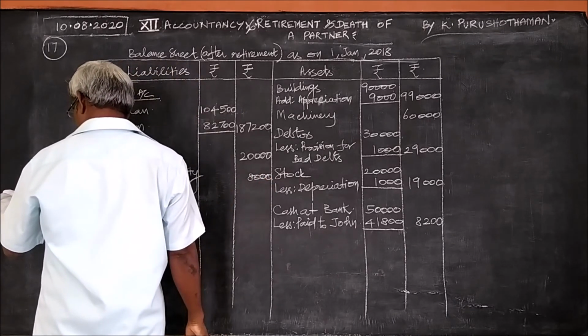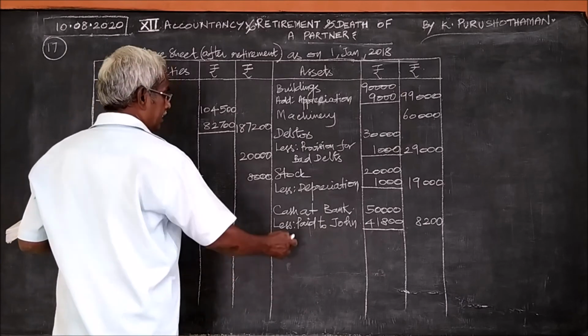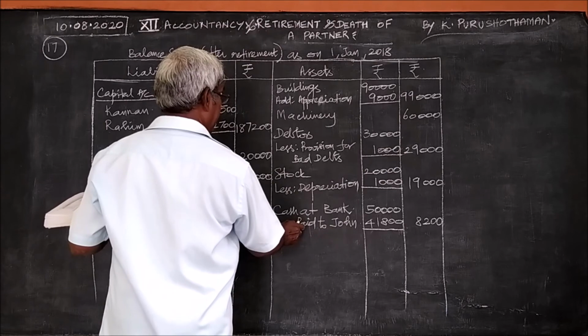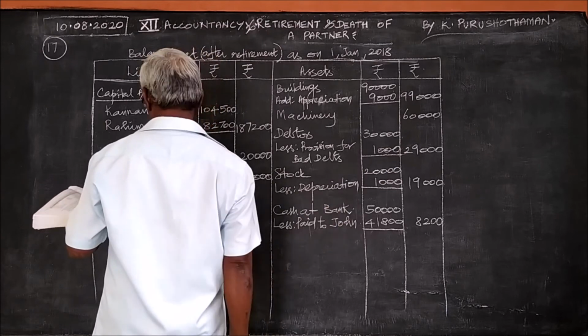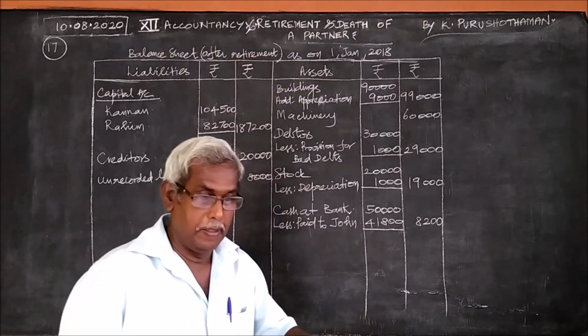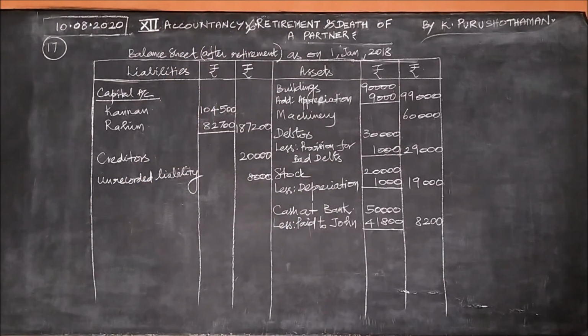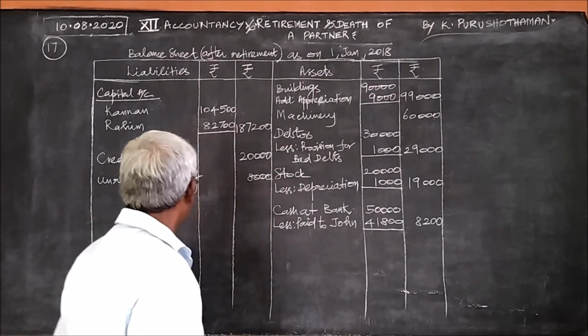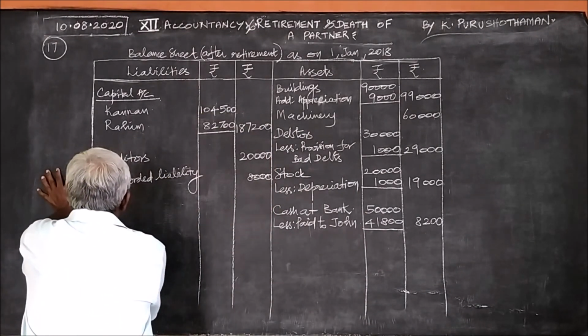The retiring partner shall be paid immediately. That is, it is paid from the bank amount, the retiring partner's amount is paid. Now we can close. Close the balance sheet.